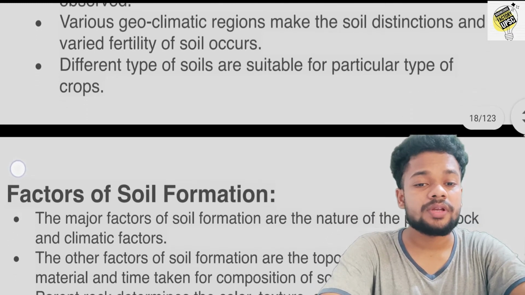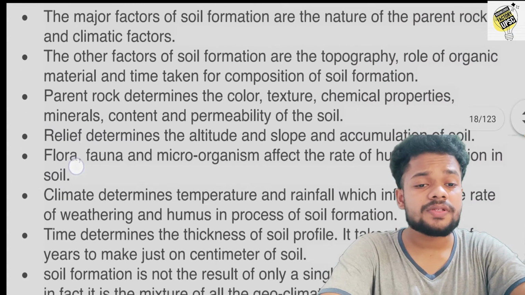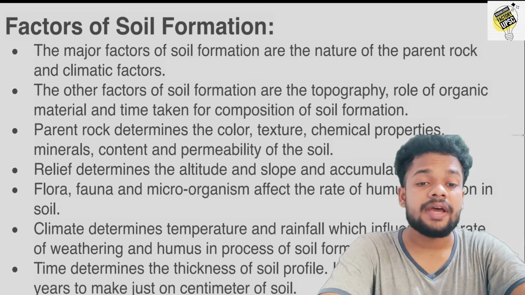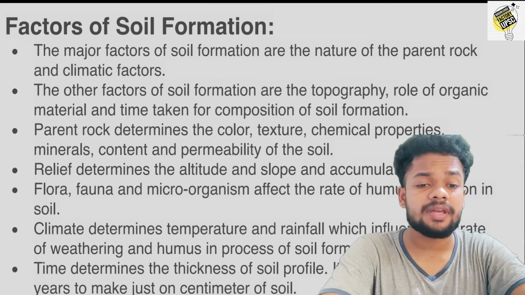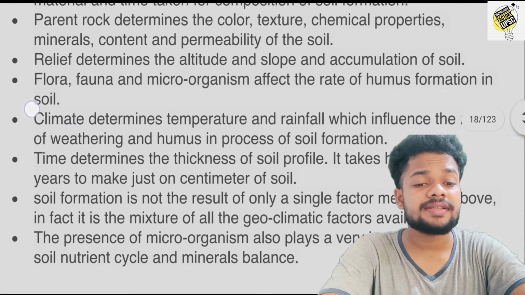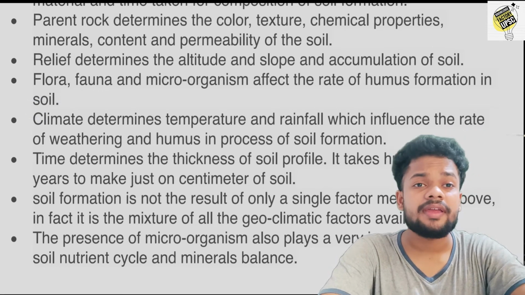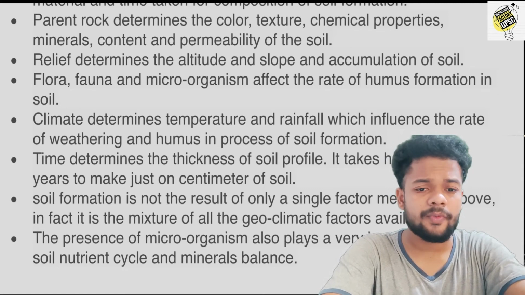Okay, and let's look into the factors of soil formation. The major factors of soil formation are the nature of the parent rock and climatic factors, and the other factors are topography, role of organic materials, and time taken for the soil formation. The parent rock determines the color, texture, chemical properties of the minerals, the content and the permeability of the soil. So the parent rock plays an important role in changing one form of soil into another form of soil.